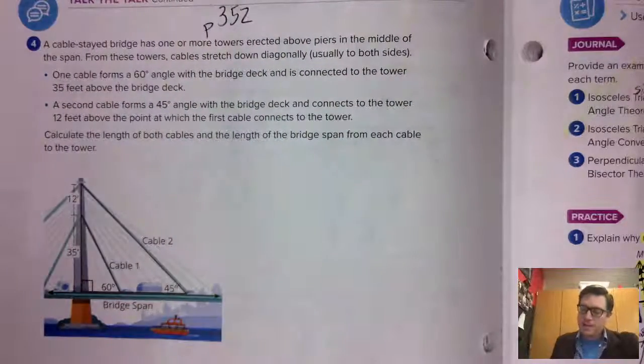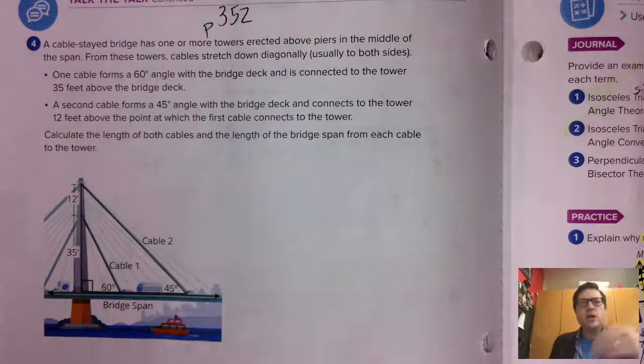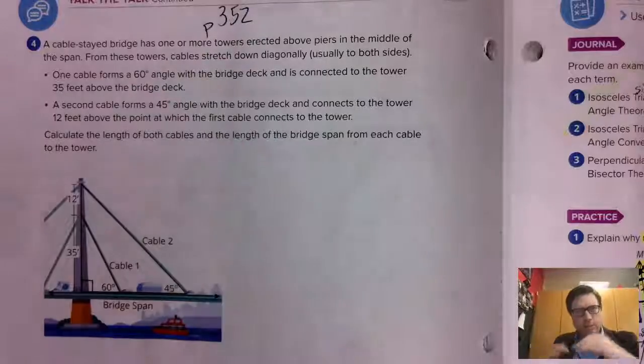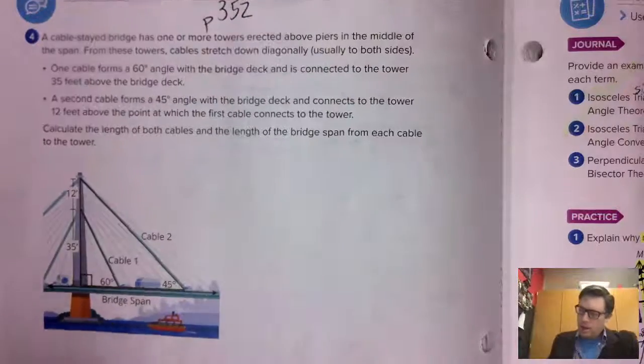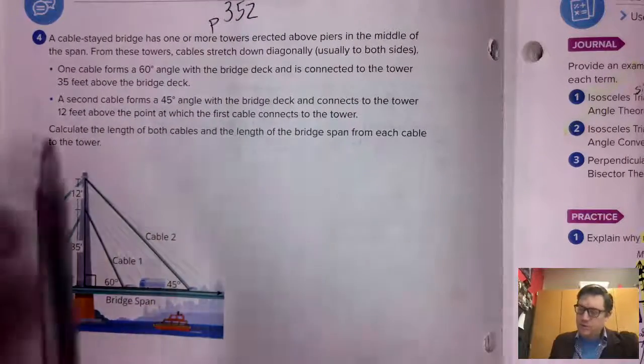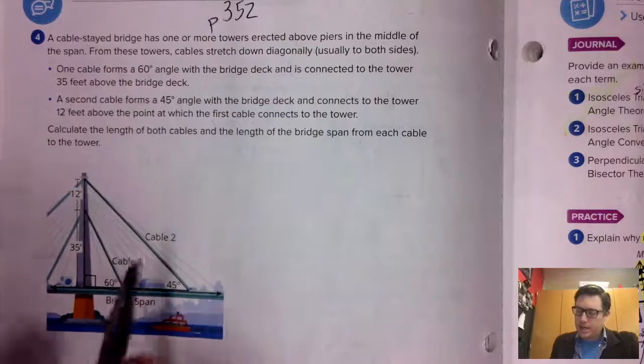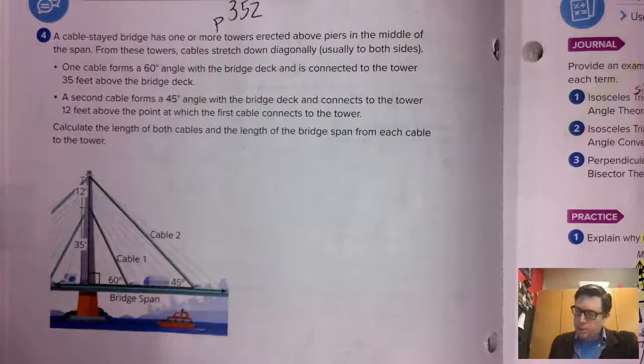A cable-stayed bridge has one or more towers erected above piers in the middle of the span. Think when you go down to the Pasco, Kennewick area, and that bridge that goes over the Columbia River. In the middle of the span. From these towers, cables stretch down diagonally, right here, 1, 2, to both sides.